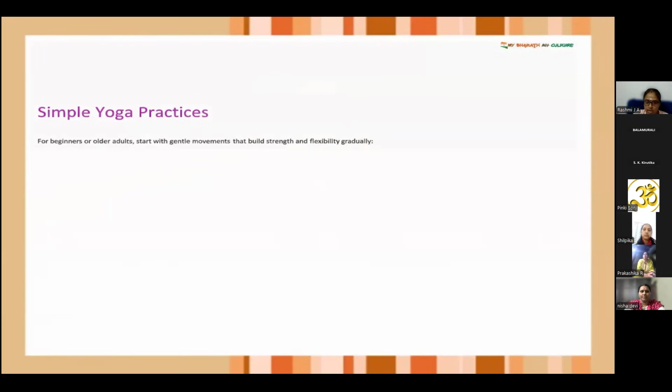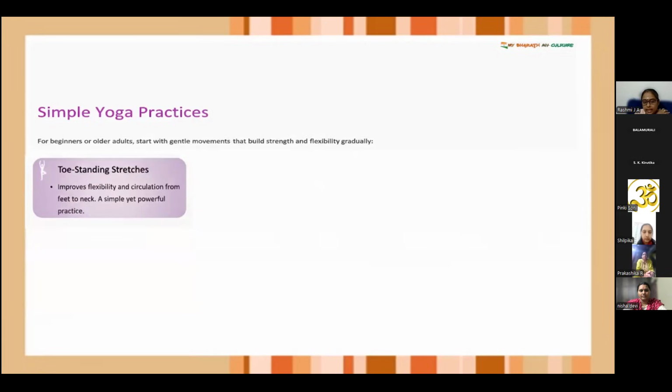When you're going to teach, you have to start with gentle movements that will build strength and flexibility. Very gentle movements you will start with. So toe standing stretches improve flexibility and circulation from feet to neck. A simple yet powerful practice.